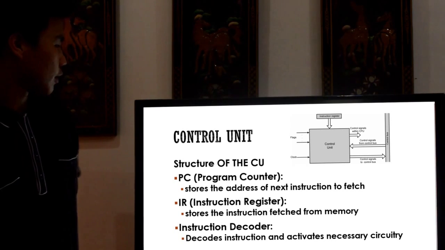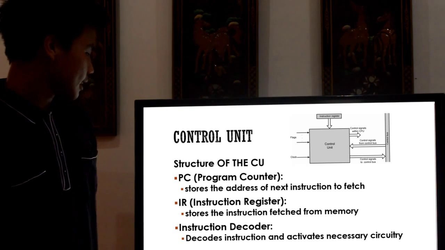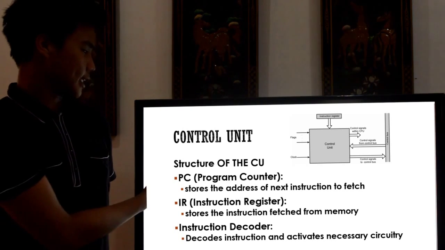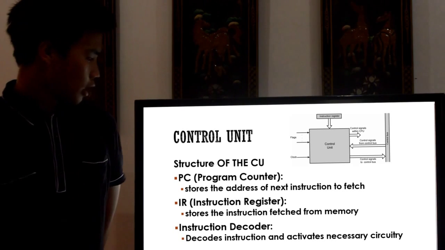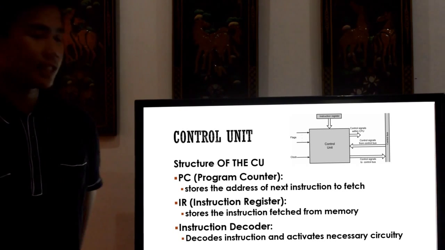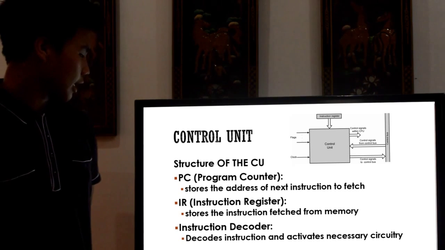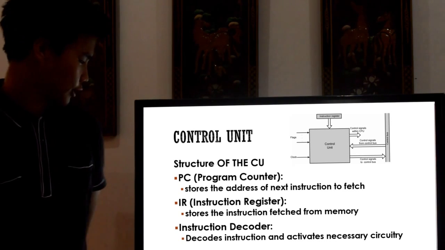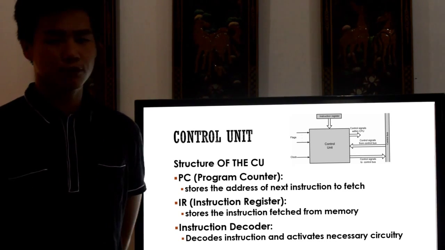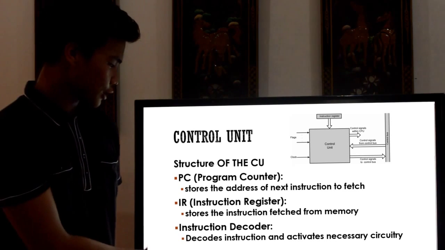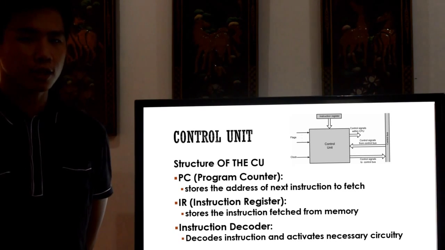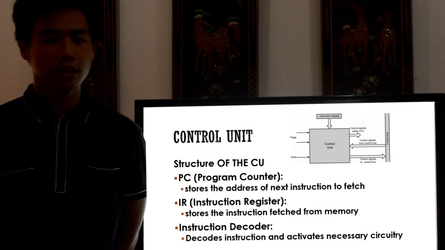The CU, or the control unit. This is the structure of the CU. The PC, or the program counter, stores the address of the next instruction to be fetched. The IR, or the instruction register, stores the instruction fetched from the memory, and the instruction decoder decodes the instruction and activates the necessary circuitry.